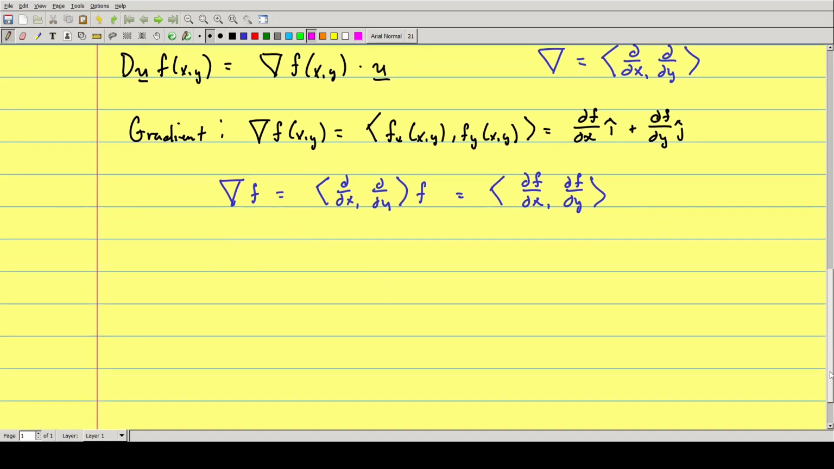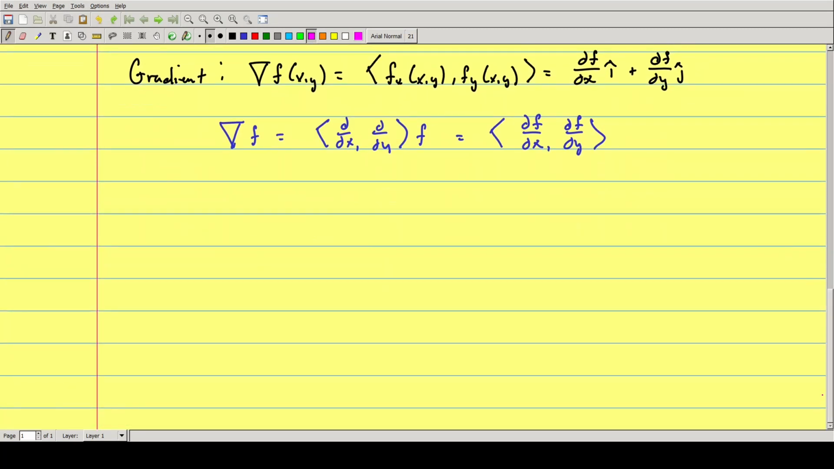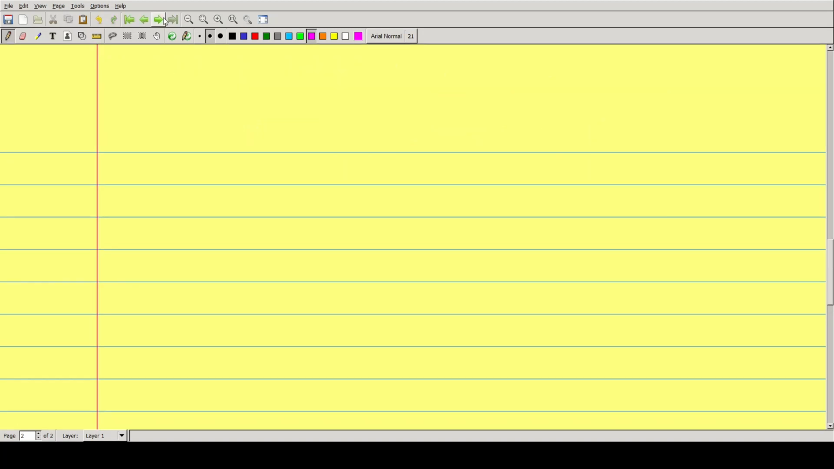Am I going to have enough room for this? We'll go to the next page.